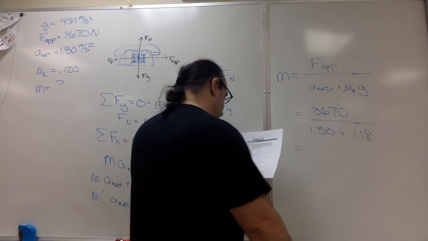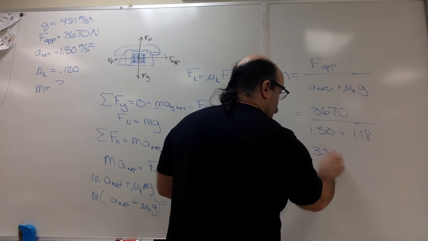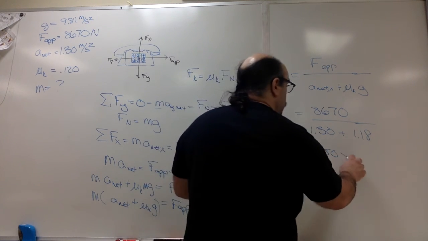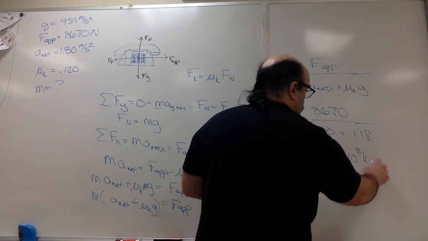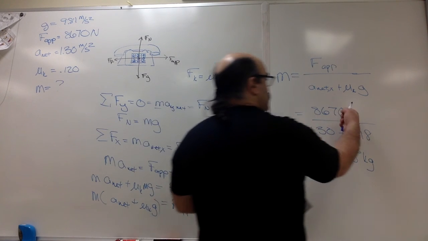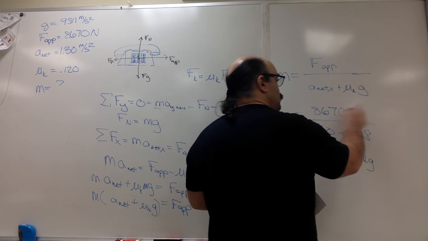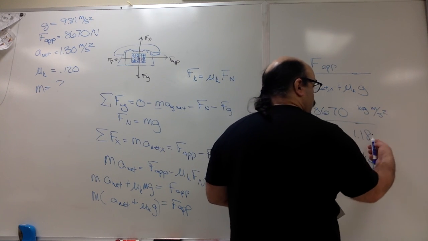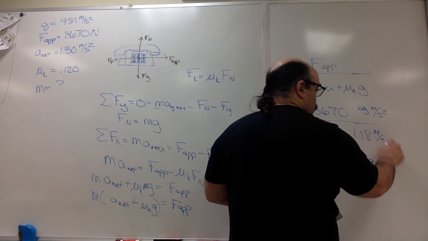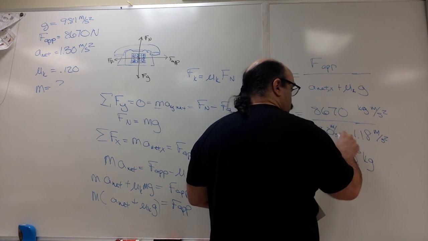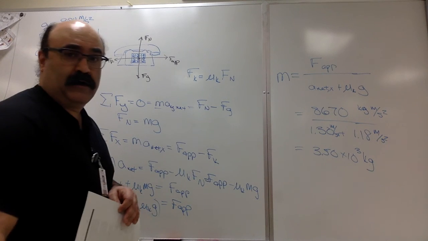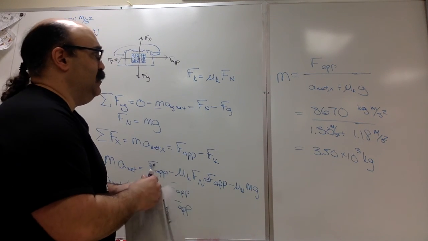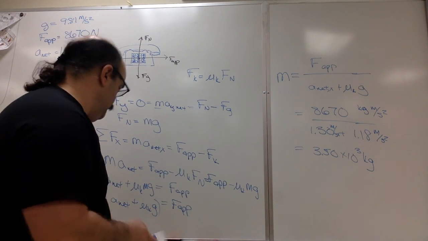My final answer should have 3 sig figs, which is 3.50 times 10 to the third kilograms. It's a mass. This is force. Force is newtons, which is a kilogram meter per second squared. Each one of these should be in meters per second squared, leaving me in kilograms. Okay, hopefully that was fairly straightforward.